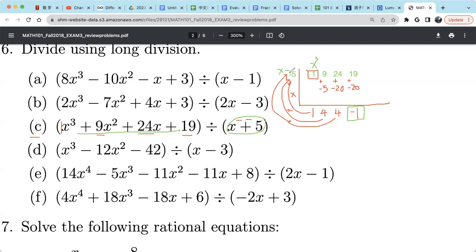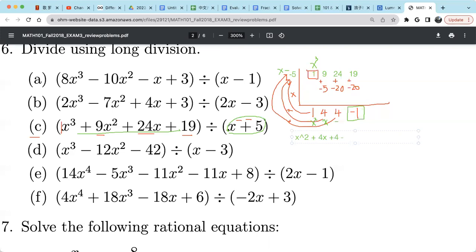So x cubed divided by x, that's x squared. So this 1 is the coefficient of x squared. This 4 is the coefficient of x. This 4 is the constant itself. And this -1 is the remainder. So how do we represent a remainder? Let me type. So 1x squared, we don't really have to write 1x squared, just x squared, plus 4x plus 4.